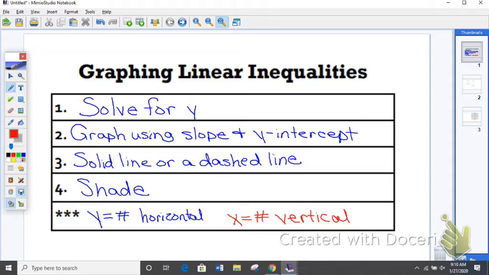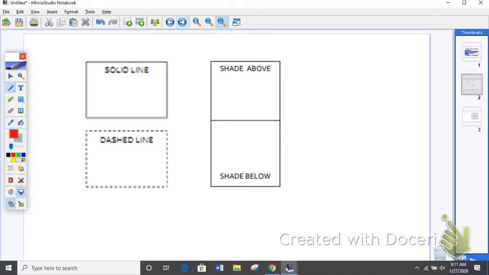Okay. So those first 2 steps, again, we've been doing that for some time because we're now working with an inequality instead of an equation. We've just got a couple additional pieces to look at. Whether we're going to use a solid or dashed line, what part we're going to shade. So going down the left side of the page in your interactive notebook, we have these boxes.